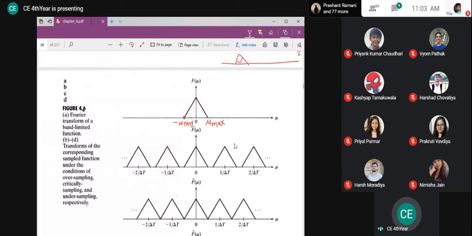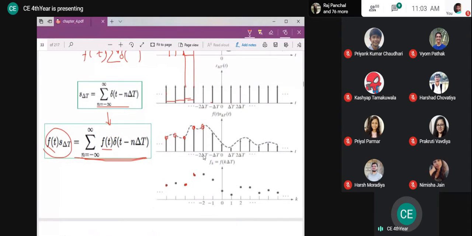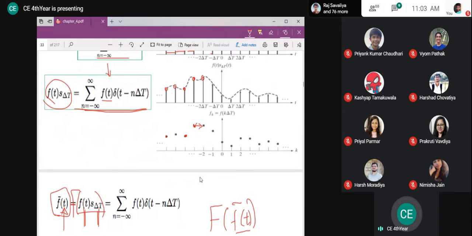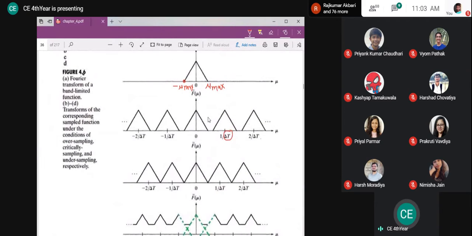So what exactly we obtained is that if this was the Fourier transform of my continuous function, now if I sample my function and find its Fourier transform, then whatever my Fourier transform was earlier is repeated at 1 by delta t, 2 by delta t, and so on. What is delta t here? Delta t is nothing but the gap between two samples. That is how delta t came. These things are useful, we will keep them in our mind.